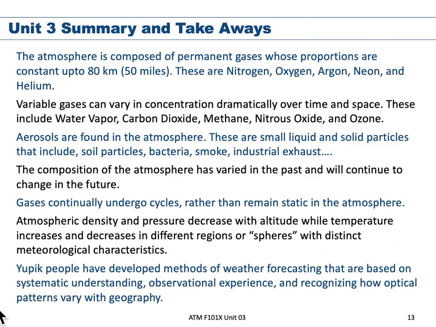Unit 3 Summary and Takeaways. The atmosphere is composed of permanent gases whose proportions are constant up to 80 kilometers or 50 miles. These are nitrogen, oxygen, argon, neon, and helium. Variable gases can vary in concentration dramatically over time and space. These include water vapor, carbon dioxide, methane, nitrous oxide, and ozone.